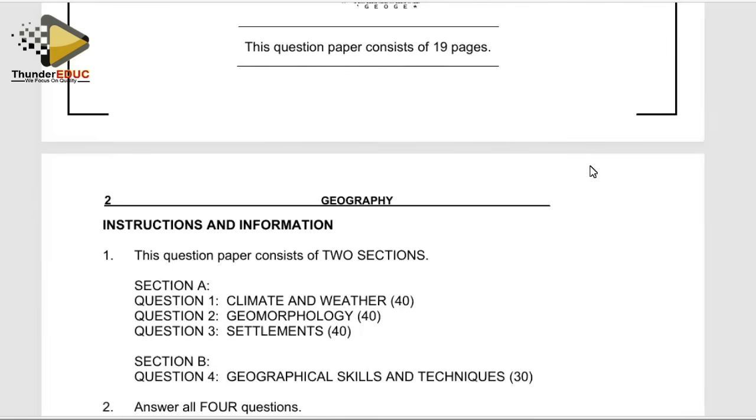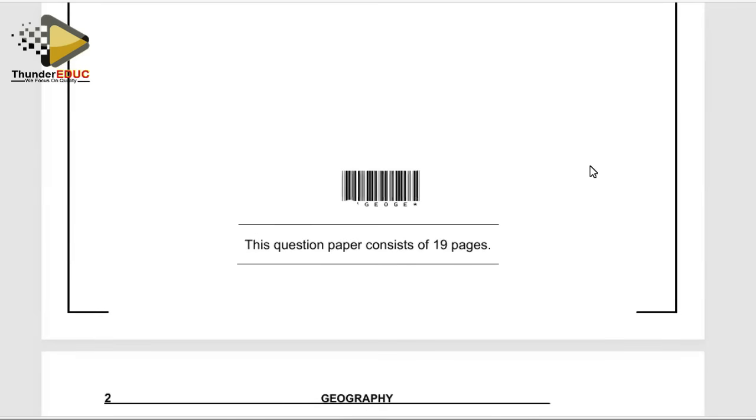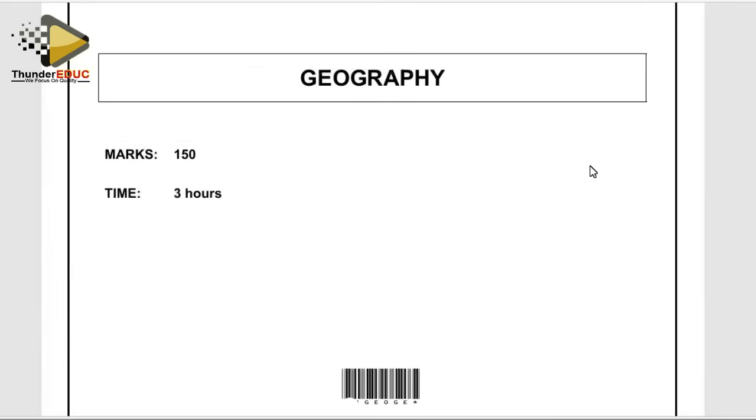Then, as usual, we are supposed to also do your geographical skills and techniques, which is your map work, with 30 marks. So if you check, we are saying 40 marks for each theory question times 3, which is 120, plus 30 for geographical skills and techniques. That gives us a total of 150. So that's the setup of your June exam paper. It is going to have 150 marks and to be written in 3 hours.